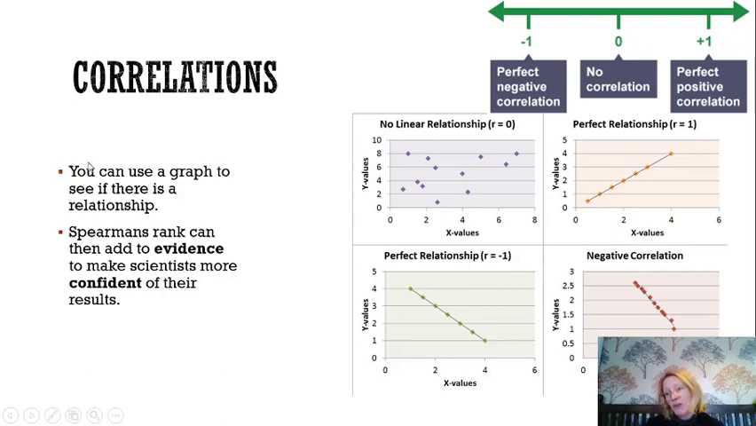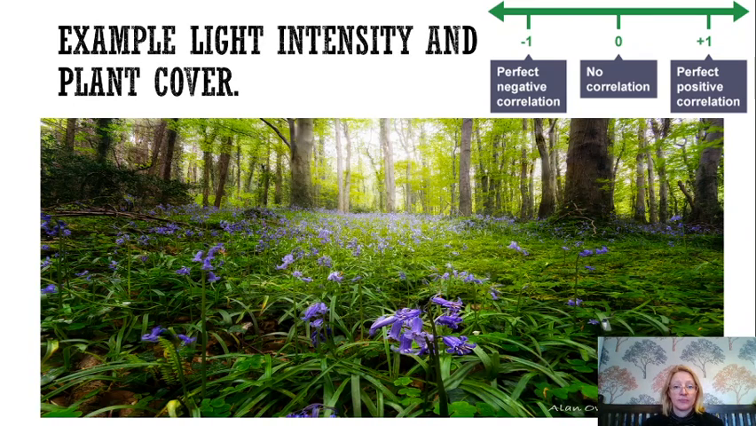You can use graphs to see if there's a relationship. They're quite good, but the reason why we use stats is so that we have extra evidence to substantiate any conclusions that we are going to be making. Scientists will use the Spearman's rank to substantiate the claim, to say how strong that particular relationship is, so they can be a lot more confident with the conclusions that they've drawn.